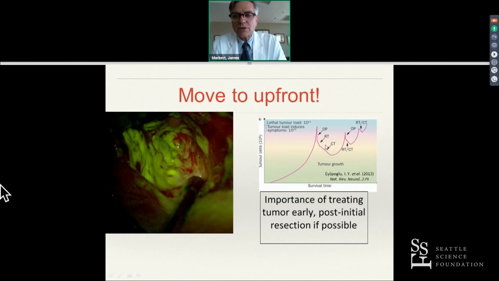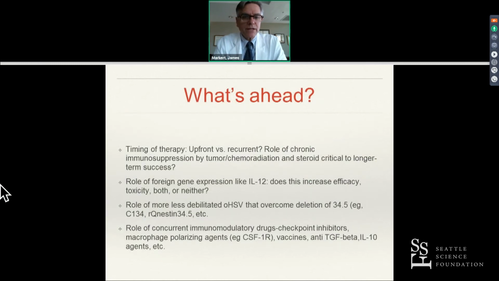So we really need to try to get them when they're right in this stage for us to have the best chance, and certainly before their immune systems have been burnt out by all the treatment. So this is what's ahead. We've got to get this into upfront patients. We need to work on minimizing immunosuppression by chemoradiation and steroids. We need to see, do these foreign gene expressions matter? Do they increase efficacy, or is the viral infection alone good enough?